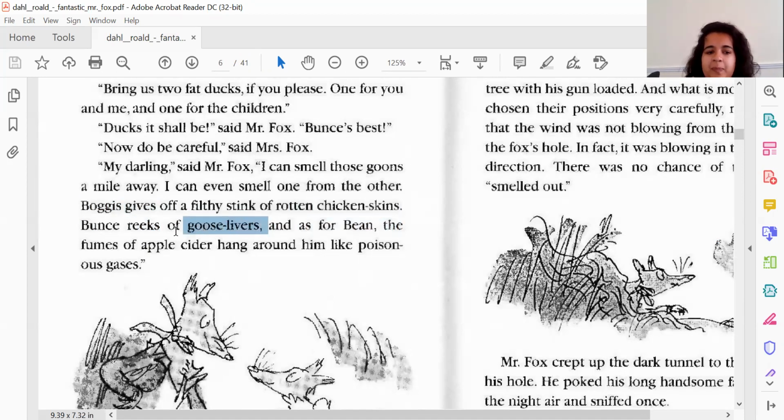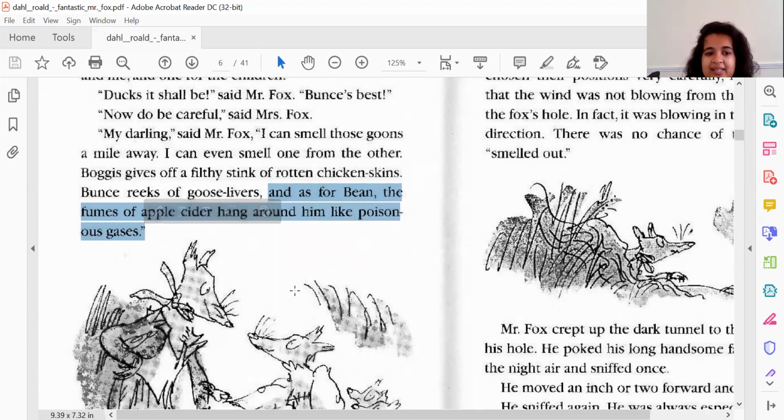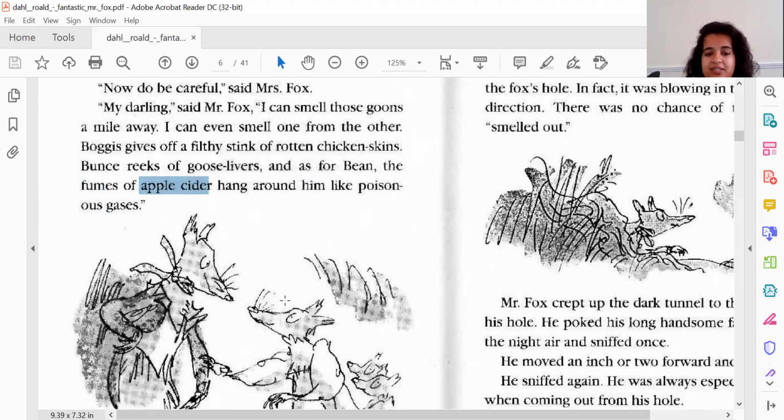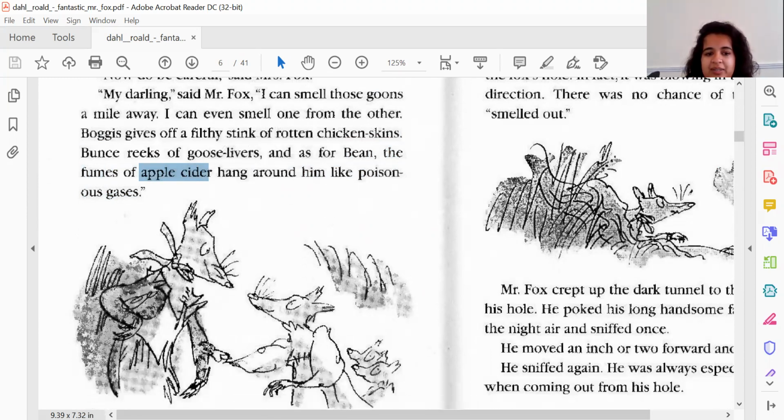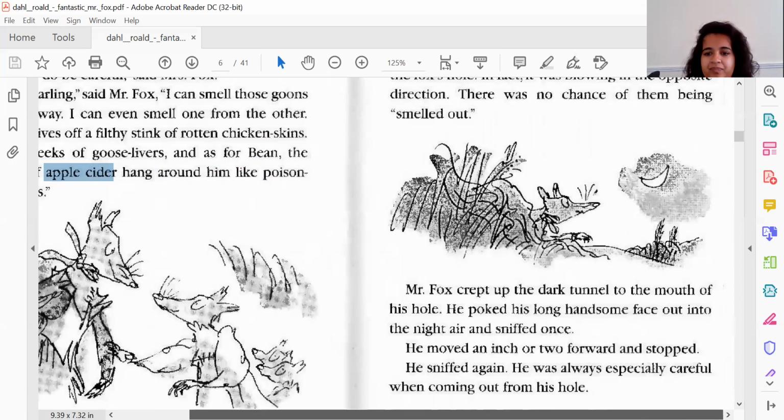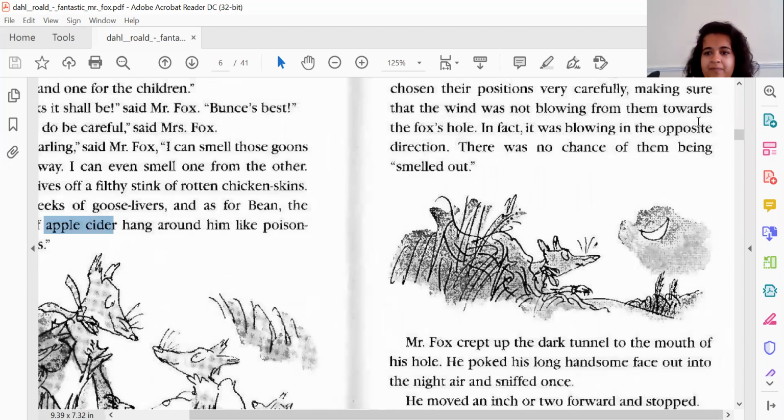And as for Bean, the fumes of apple cider hang around him like poisonous gases. So he says, Bean, you can get smells, so fumes of apple cider, and they hang around him like poisonous gases. So again, here you see Mr. Fox, Mrs. Fox, and a few of their children. Okay, let me go back up.